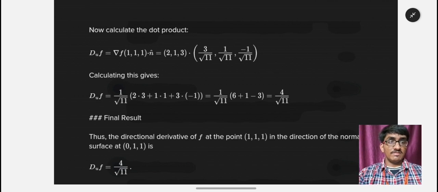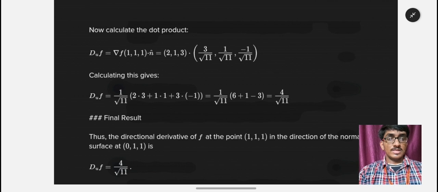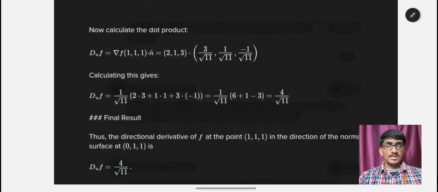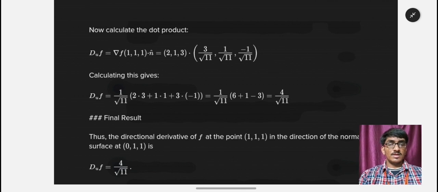By calculating these two products, we get 1 by root 11 into 2 into 3 plus 1 into 1 plus 3 into minus 1, that equals 1 by root 11 into 6 plus 1 minus 3, that is equal to 4 by root 11. At last, the final result: the directional derivative of the function at 1, 1, 1 in the direction of the normal to the surface at 0, 1, 1 is 4 by root 11.